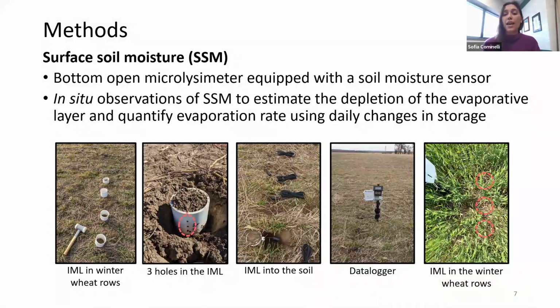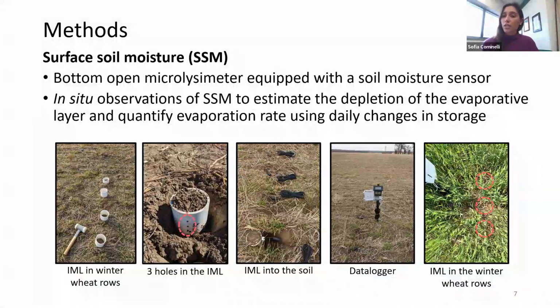The rods of the soil moisture sensor are going to be inside that volume. After that, we connect the soil moisture sensor to a data logger, and the data logger is going to record hourly measurements of surface soil moisture. So with that, we are recording every hour the variations in surface soil moisture. Something important to mention is that we take advantage of this setting in the 3 experiments, and we propose an approach that we call the changing storage approach.